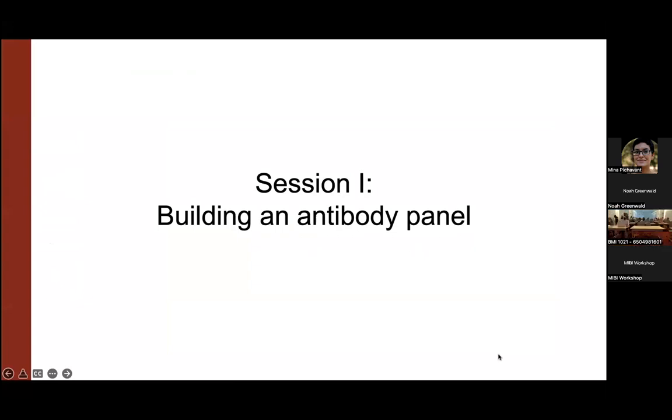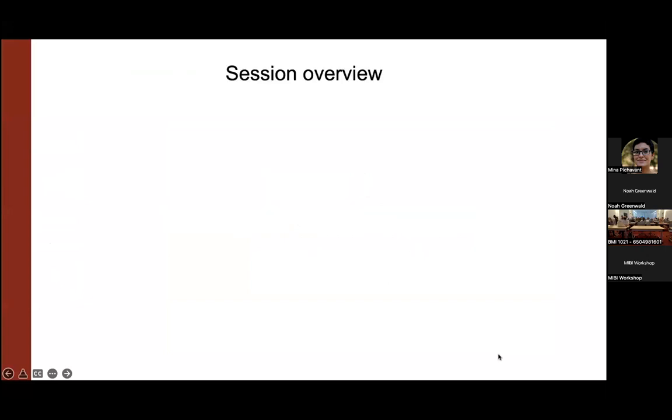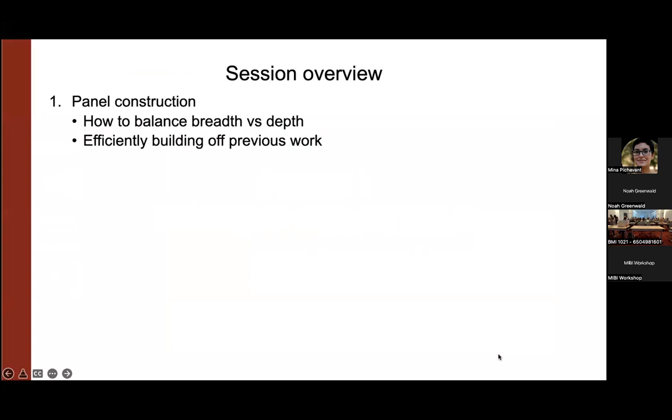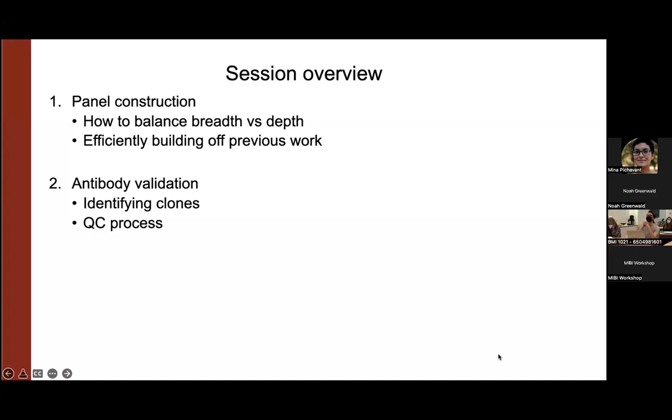I will be moving along and getting us started with our first session of the day, building an antibody panel. So a brief overview of the 3 talks that we're going to have in this session. The first will be from Alea, dealing with panel construction. So this really goes into the trade-off that you have to make, given that you only have a fixed number of targets. How do you decide what belongs and what doesn't? And what's the thought process behind how those decisions happen?